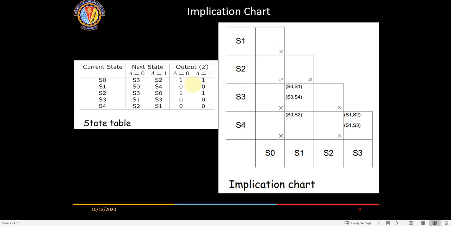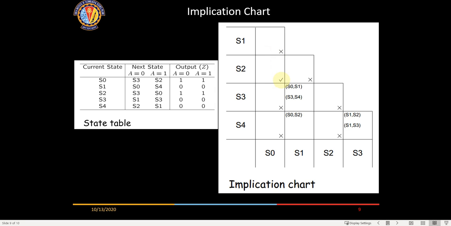So in this cross, we'll just see the outputs required. What is the output required for S0? For A equal to 0 it is 1, and A equal to 1 it is 1. Whereas for S1 it is 0 0. So obviously S0 and S1, in any circumstances, whatever may be the case, cannot be merged together. Those states have to be independent because the outputs are different from those two states. The outputs from those two states are different, so I put a cross.